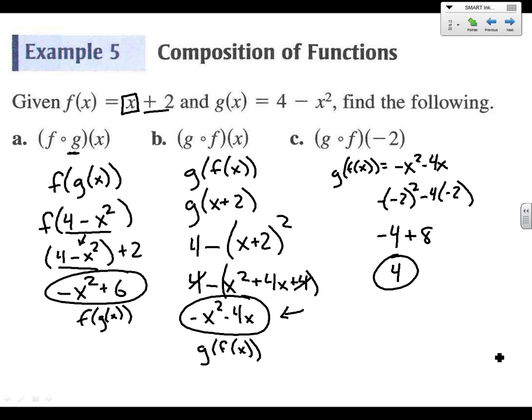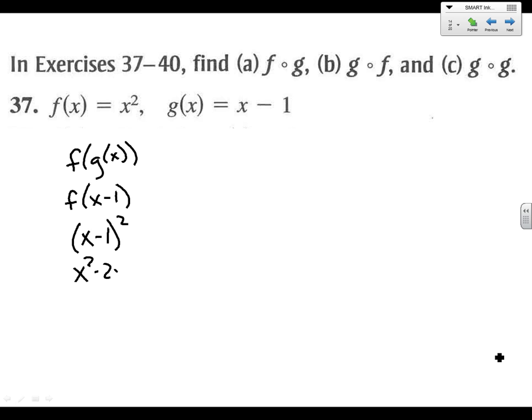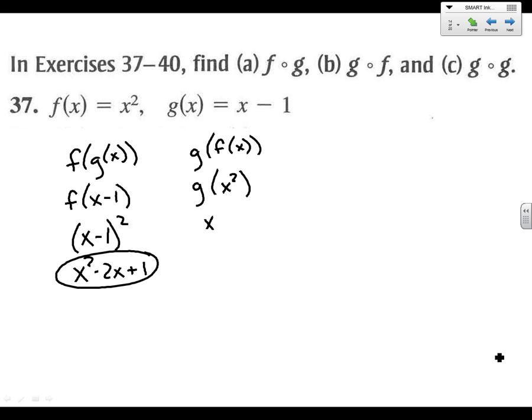Go ahead and try this on your own. All right, we want f of g, we want g of f, and we want g of g. F of g of x is going to be f of x minus 1, which is going to be x minus 1 squared, which is x squared minus 2x plus 1. G of f of x is going to be g of x squared, which is going to be x squared minus 1.